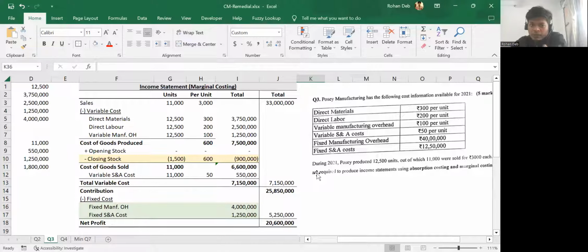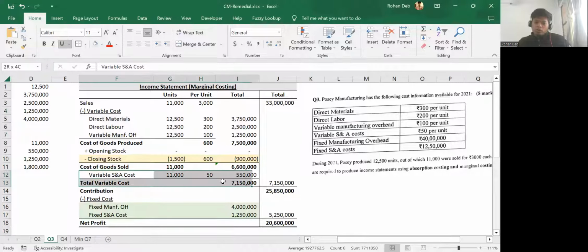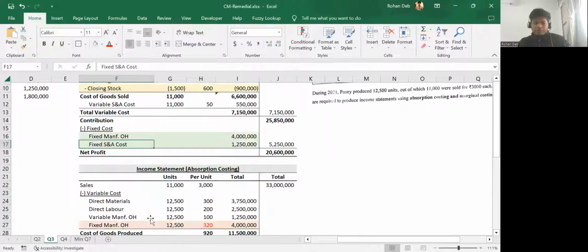So I hope you understood this question. Again, I'll just go through it very quickly. In case of marginal costing, what we have to do, sales minus variable cost will give you the contribution, minus fixed cost will give you the net profit. Here sales I've taken over here, I've taken all the variable costs in two brackets. So first bracket is all the variable costs that were incurred on the goods produced, and then the variable cost on the goods sold. Okay, and then I've taken fixed cost in one slab.